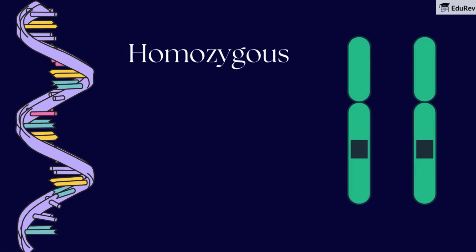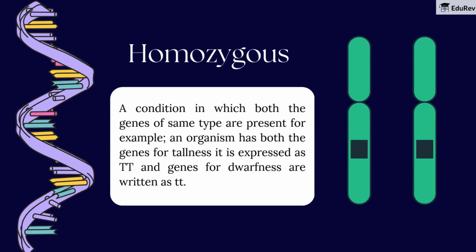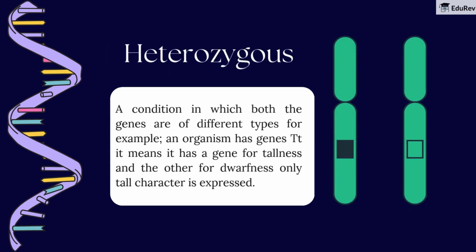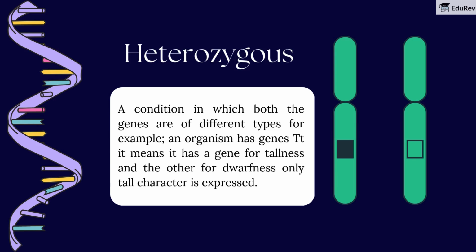Now let's discuss homozygous and heterozygous. Homozygous is a condition in which both the genes of the same type are present. For example, an organism has both the genes for tallness, it is expressed as TT, and genes for dwarfness are written as tt. Heterozygous is a condition in which both the genes are of different types.